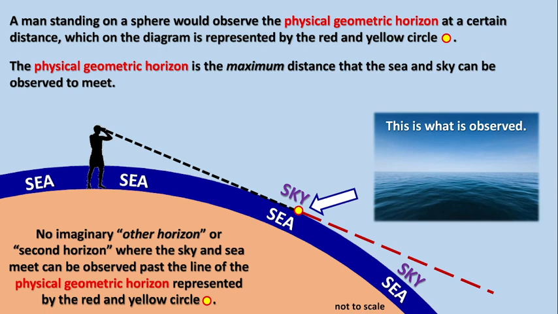No imaginary other horizon or second horizon where the sky and sea meet can be observed past the line of the physical geometric horizon represented by the red and yellow circle.